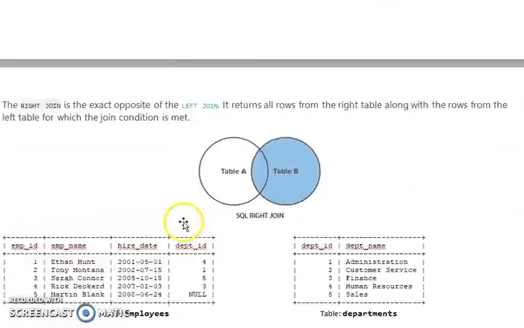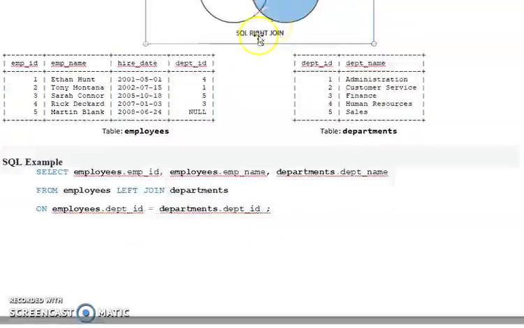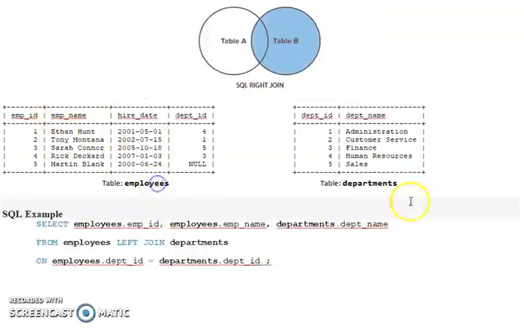Similarly we have right join, the same thing. Right join will consider all the matching records from the two tables as well as the remaining records from the right table. Again the same example is here, the employee table and the department table, and the query is select employee ID, employee name, department name, or maybe the hire date, from the employees table, and here we need to mention right join. Instead of left join we will use the keyword right join.